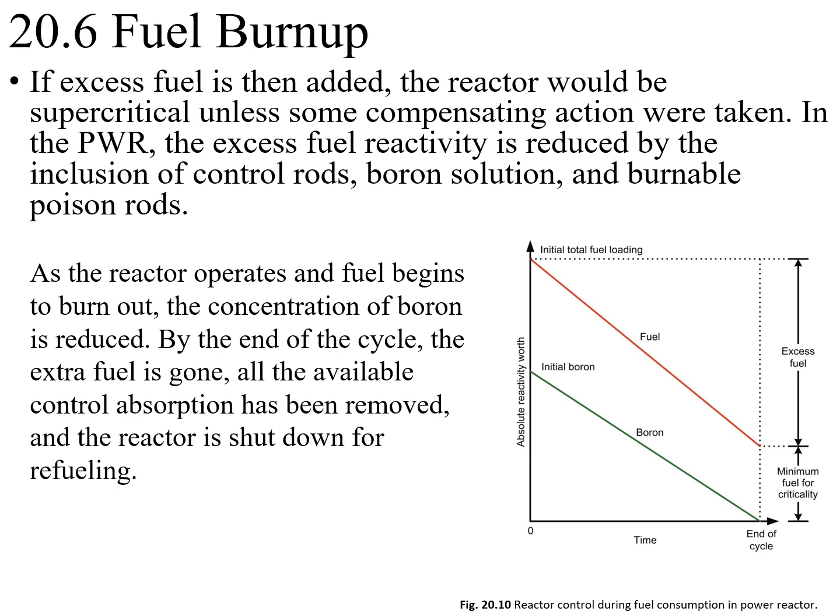Over time, the fuel will gradually begin to burn out, so the fuel concentration is going to decrease. At the same time, the concentration of the boron is also reduced. By the end of the cycle, this extra fuel is all burned. Then all the available control absorption will be removed as well. Then the reactor will be shut down and ready for refueling. So this will complete one reactor fuel cycle.